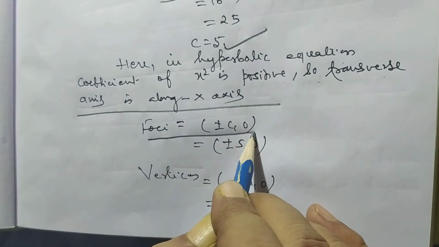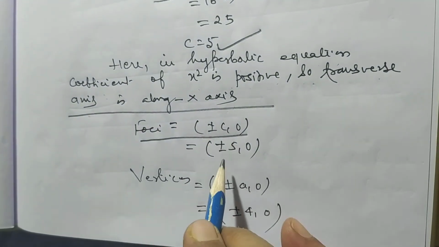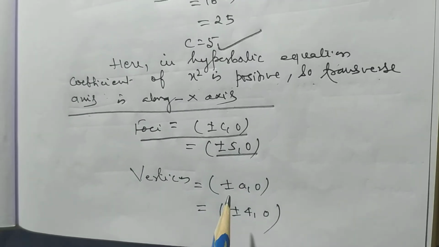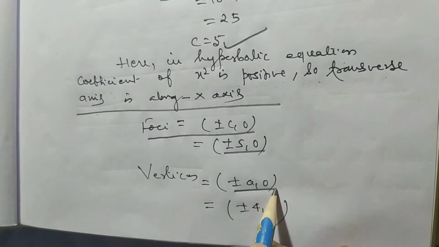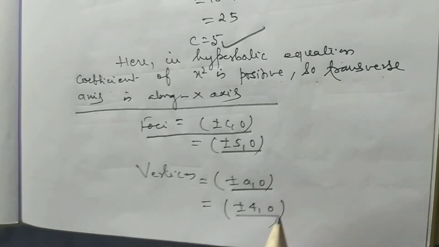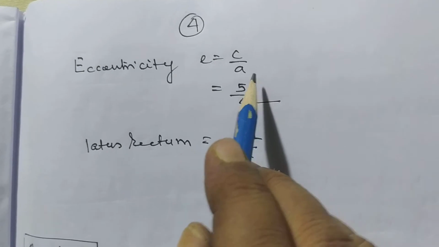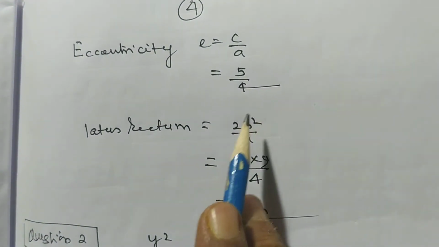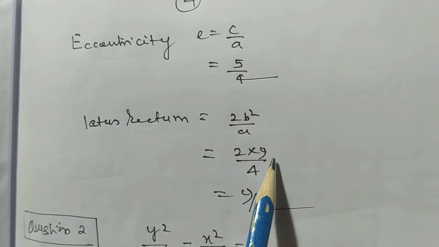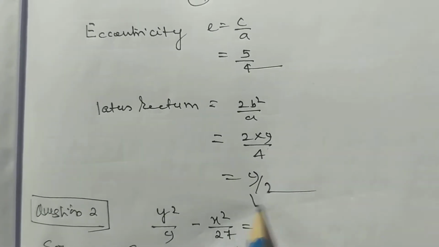The foci are (plus minus c, 0), that is (plus minus 5, 0). The vertices are (plus minus a, 0), that is (plus minus 4, 0). Eccentricity is equal to c by a is equal to 5 by 4. Latus rectum is 2b square by a, that is 2 into 9 by 4, that is 9 by 2.